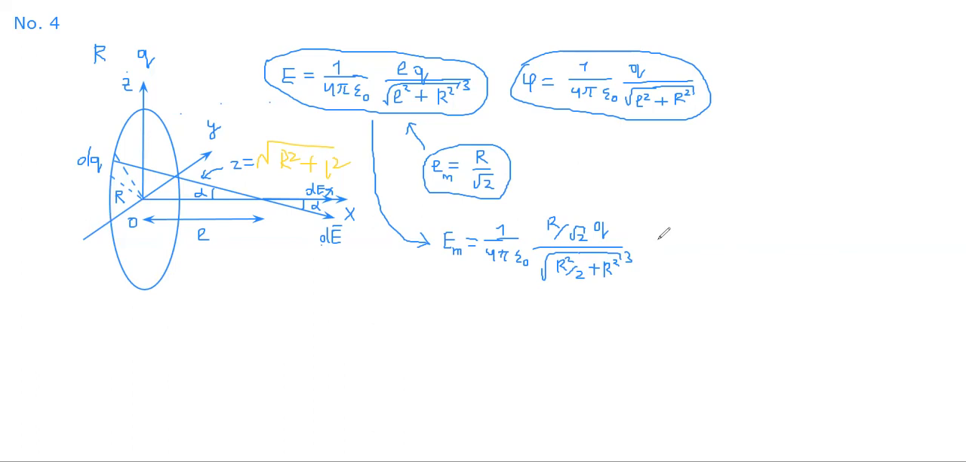So let's simplify this expression. This expression is equal to 1 divided by 4πε0, R q divided by the square root of 2, square root of 3 R to the power of 2 divided by 2.